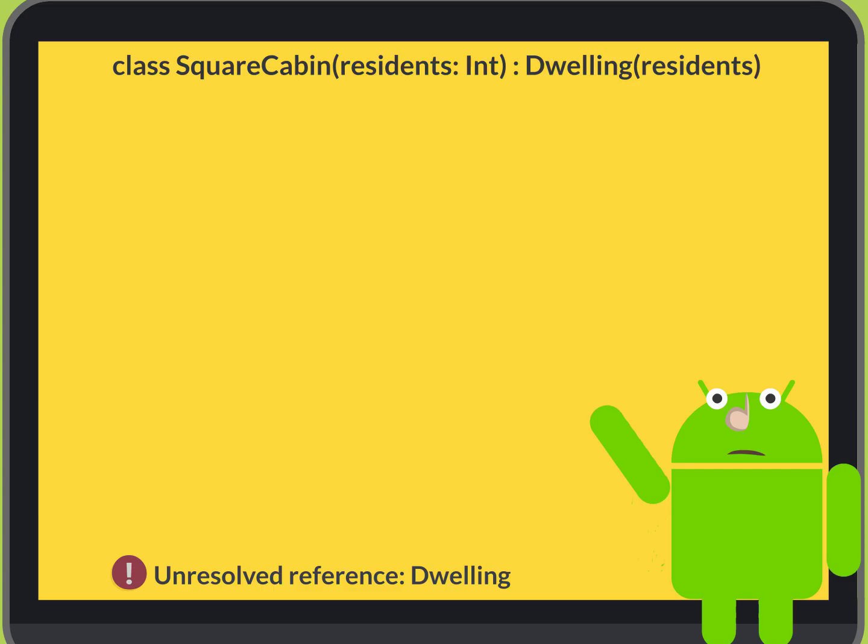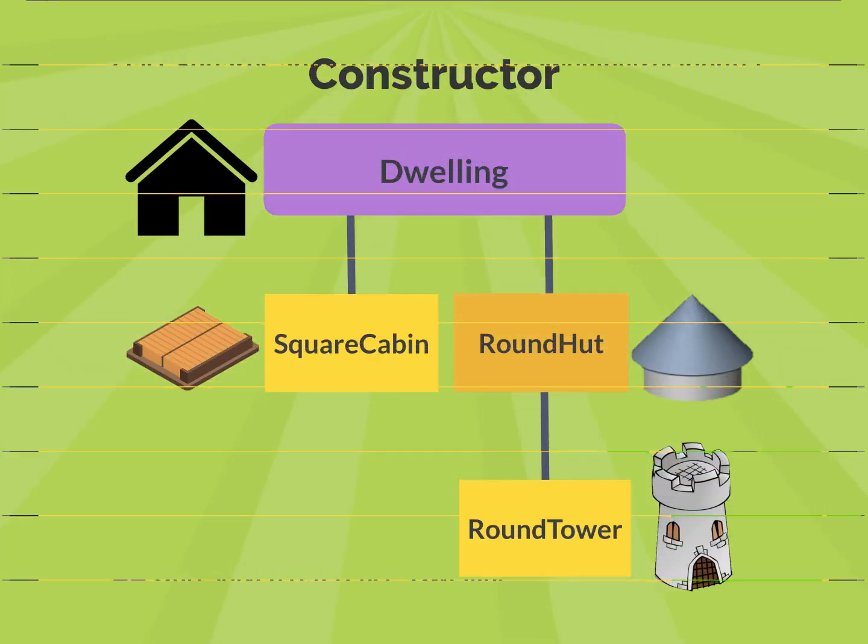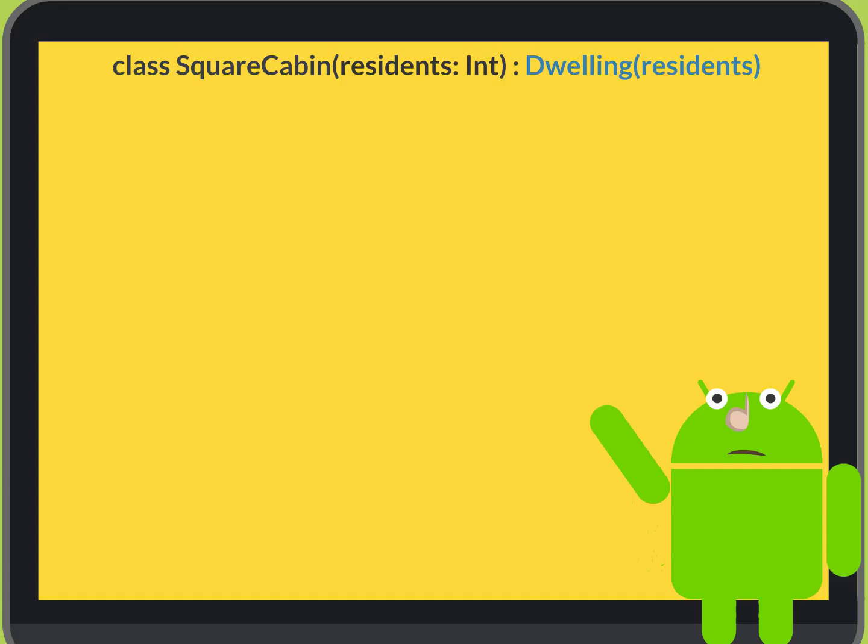Run your code. This results in an error. The Dwelling class definition specifies that its constructor requires the residents parameter. So that's why you see residents passed to the Dwelling constructor in the SquareCabin class definition.